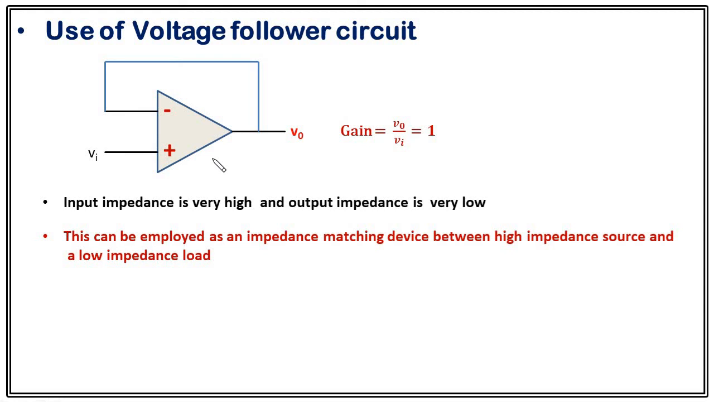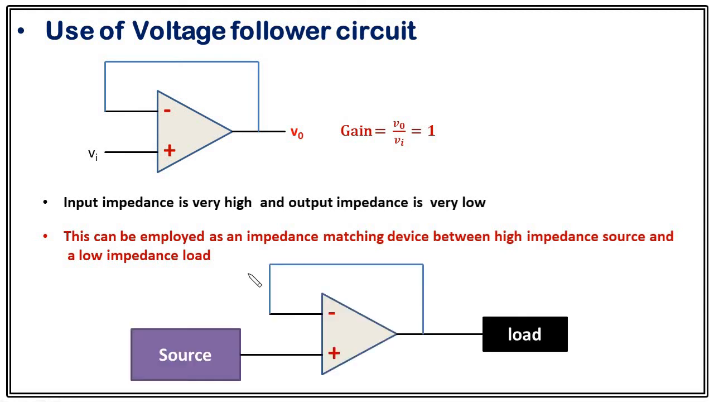Why do we need to do this kind of impedance matching? If you know the maximum power transfer theorem, then you must know that in order to transfer maximum power, the impedance between source and load has to be matched, right? In that case only we can transfer maximum power. Therefore, this kind of circuit can be used for impedance matching. Suppose your source has high impedance and load has very low impedance. In that case, if you directly connect the source with the load, there won't be a maximum power transfer.